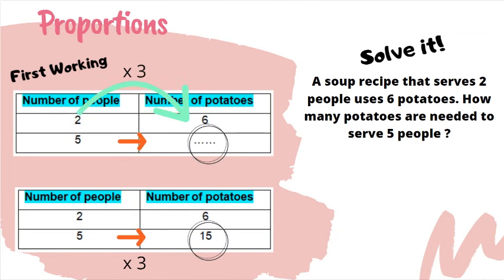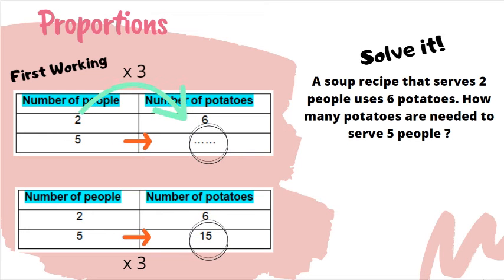Now, let's try to solve this example. A soup recipe that serves 2 people uses 6 potatoes. How many potatoes are needed to serve 5 people? We have two ways of solving this. First, we can use the table of proportions, just like in your textbook, pages 224 until 225.